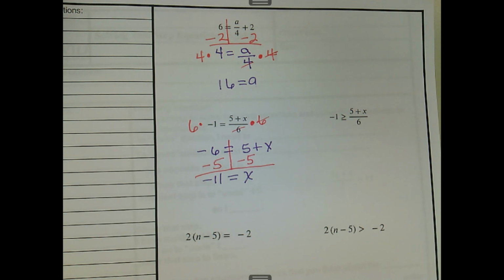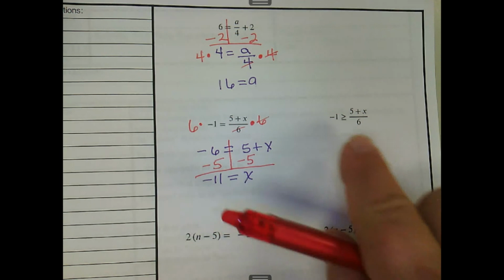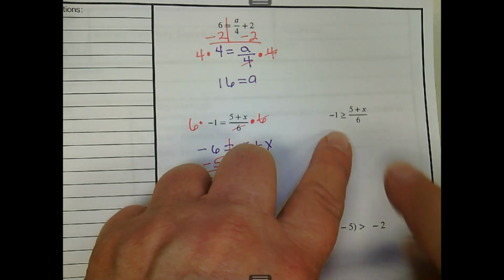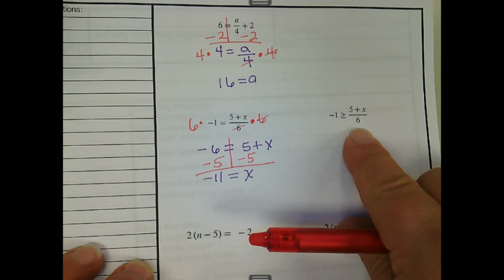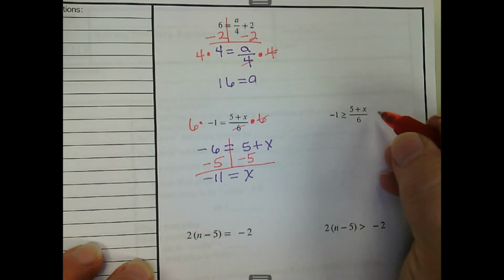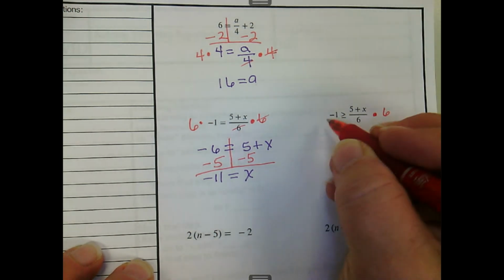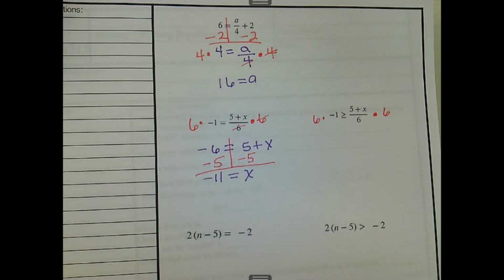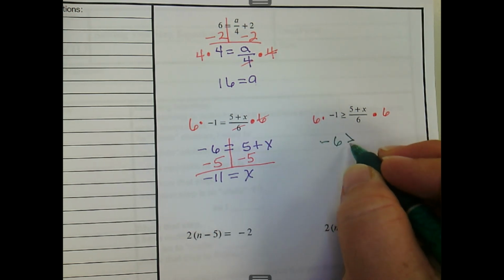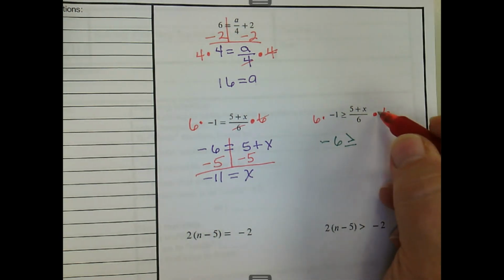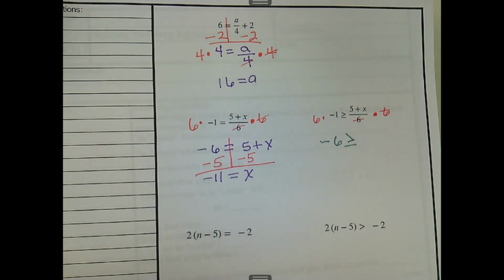Okay, so that's your equality. What do you think happens with the inequality? You go through exactly the same process. -1 is greater than or equal to 5 plus a number divided by 6. The last thing I did was to divide by 6. So to undo that, I multiply both sides by 6. 6 times -1 is -6. It's greater than or equal to. Multiplying by 6 and dividing by 6 cancels out.